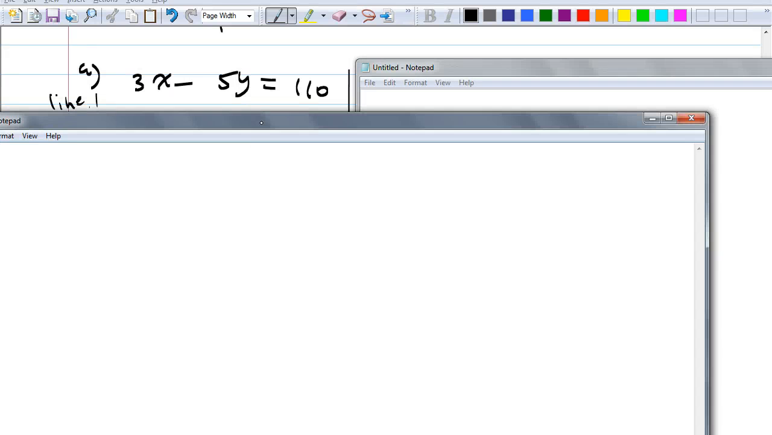Who could tell me what I need to do so that I can find the slope of line 1, our original line? How about, let's see, pick somebody at random. How about Brianna? What do I need to do here?